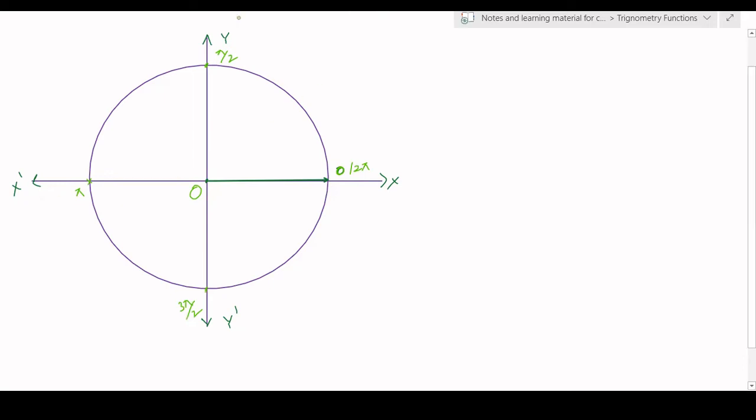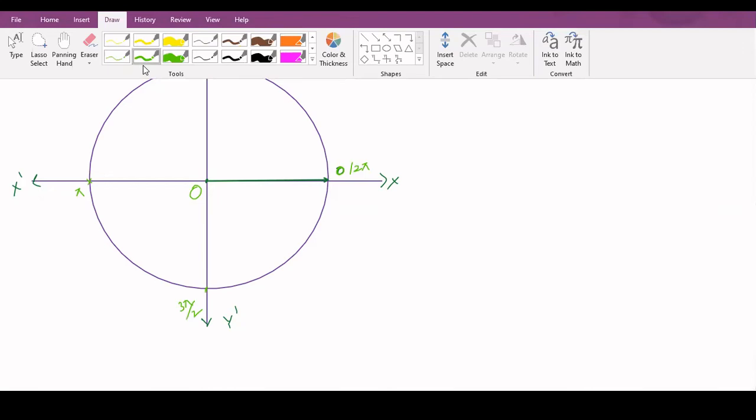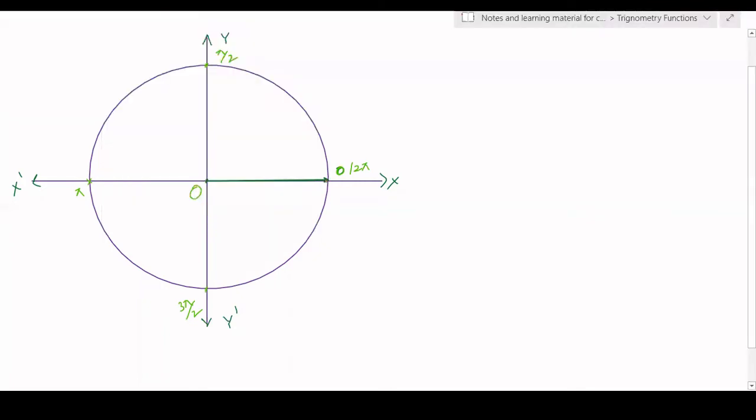Since it's a unit circle, we can have the coordinates of these points written. Here, let's call this point A. Unit circle will have this length OA as 1 unit radius. So it will be 1, 0. Here x is 0, y would be 1. Here it is minus 1, 0. This point would become 0, minus 1.